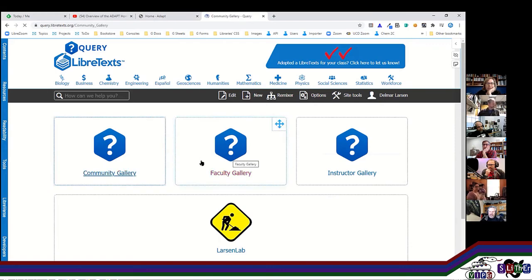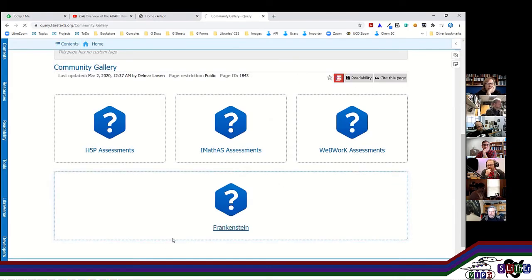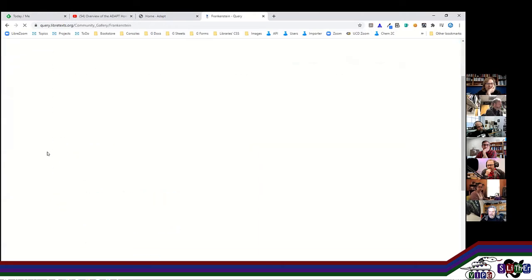Then we have a faculty area, which means that only faculty have access to that. And then we have an instructor area, which is only for the instructors of their specific class. We have the ability to build these Frankensteins, which I'd like to mention.